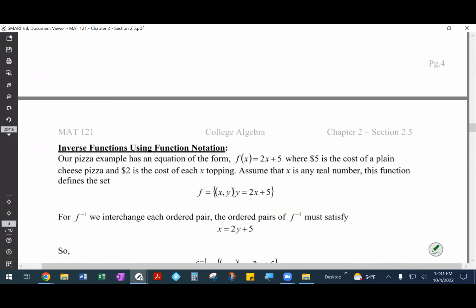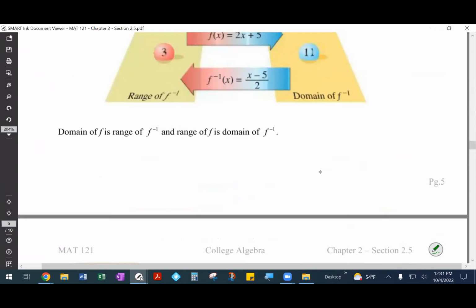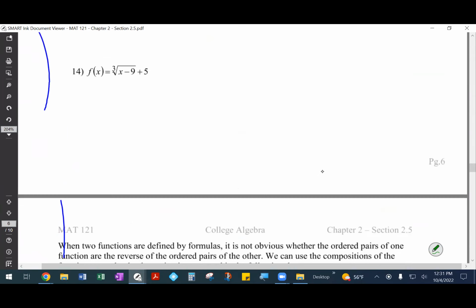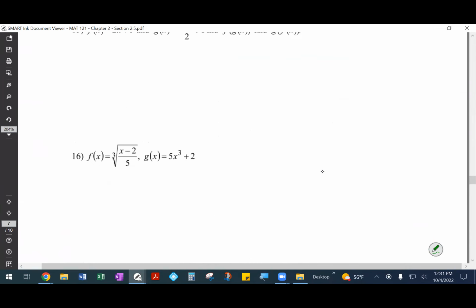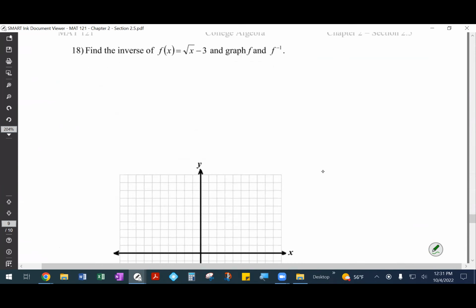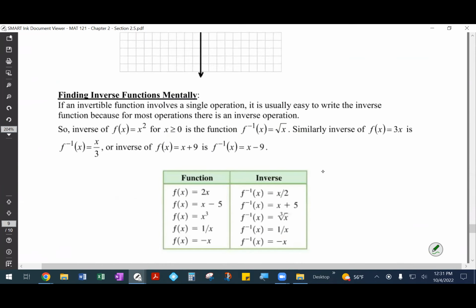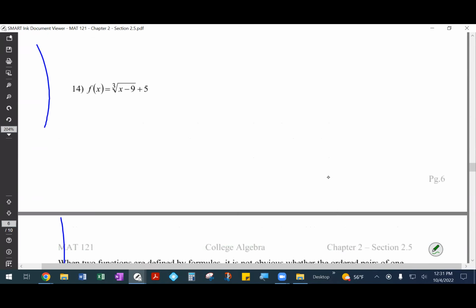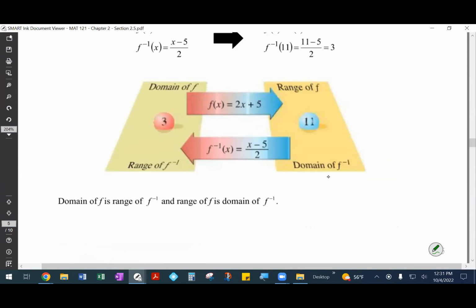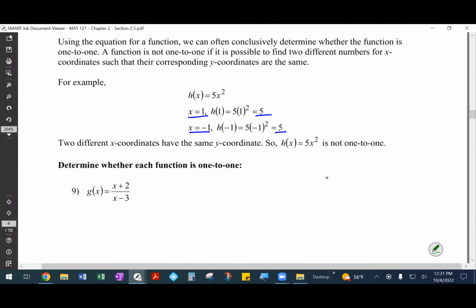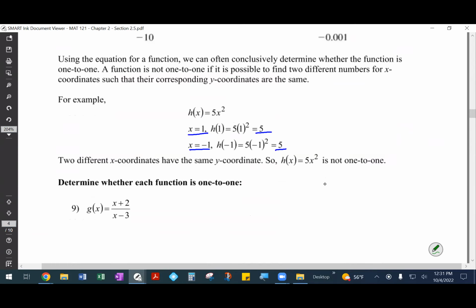I'm trying to see where. Okay, so it looks like I actually don't have it in the handout. Okay, so basically, Maria, this is kind of where it's coming from.